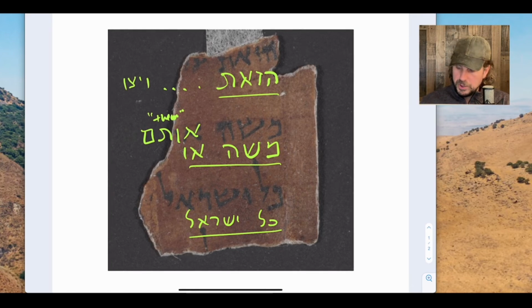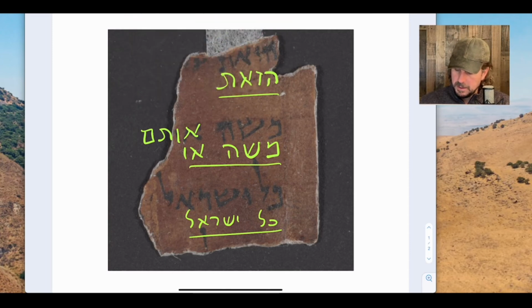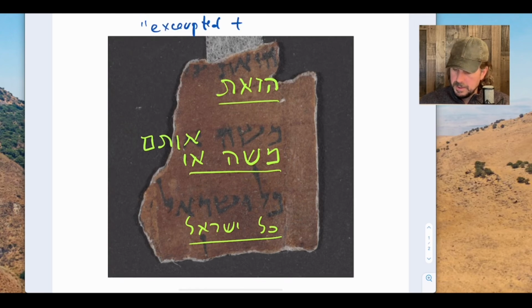Now, what we don't know is, was this a complete Torah scroll? Probably not. Was it a complete roll of Deuteronomy? Possibly. Or was it what scholars call, they refer to an excerpted text? An excerpted text. What does that mean?